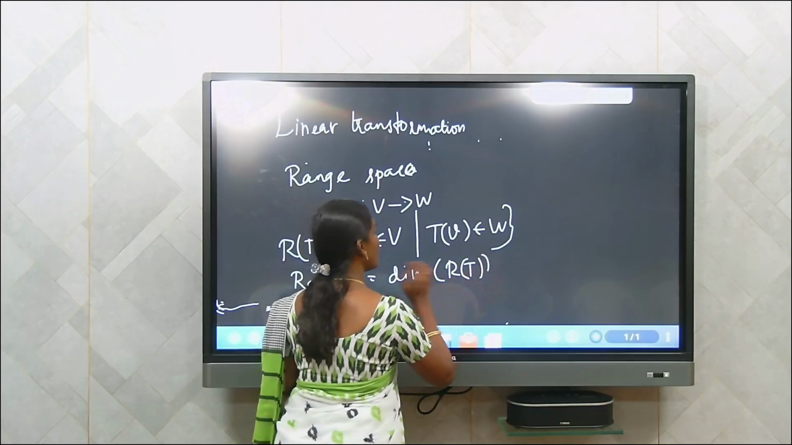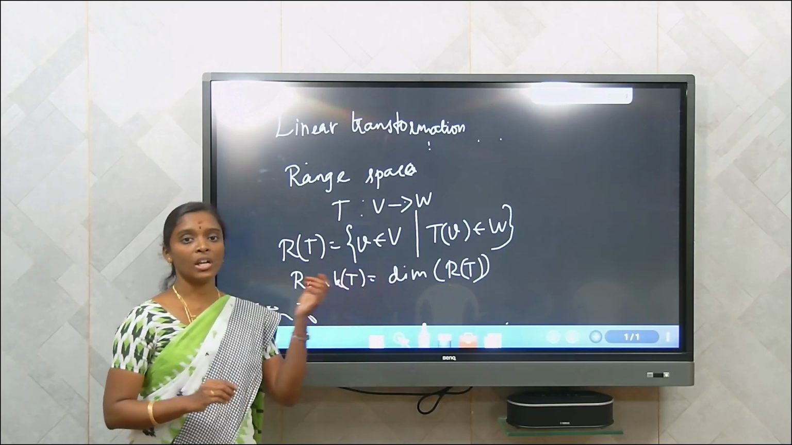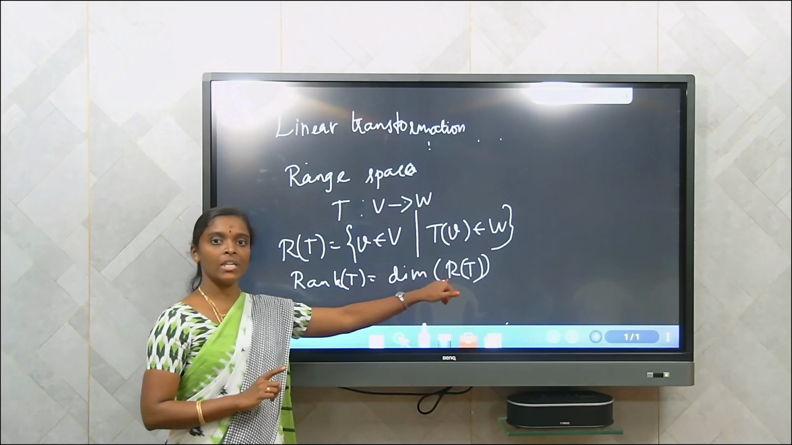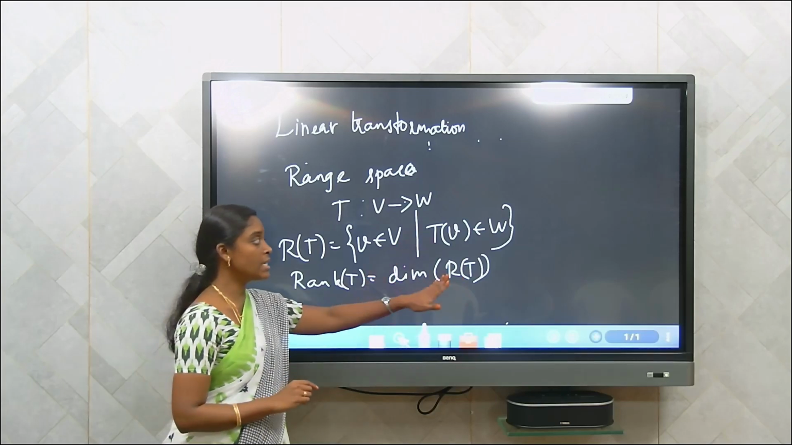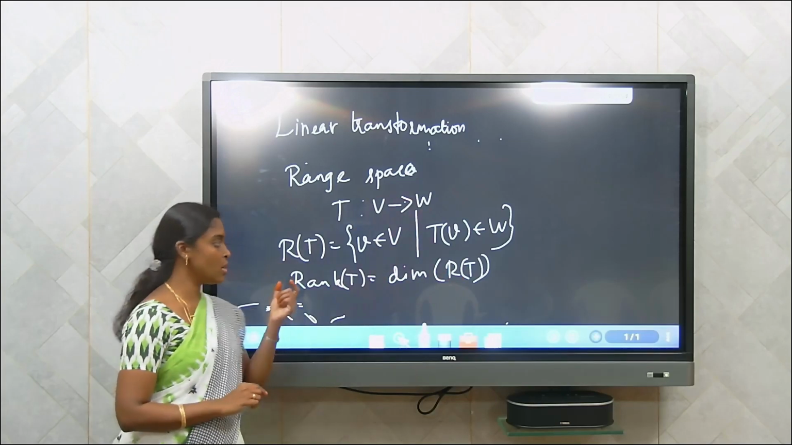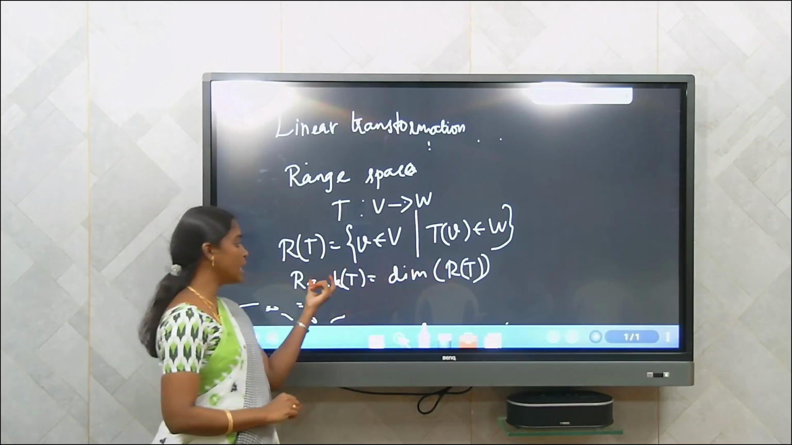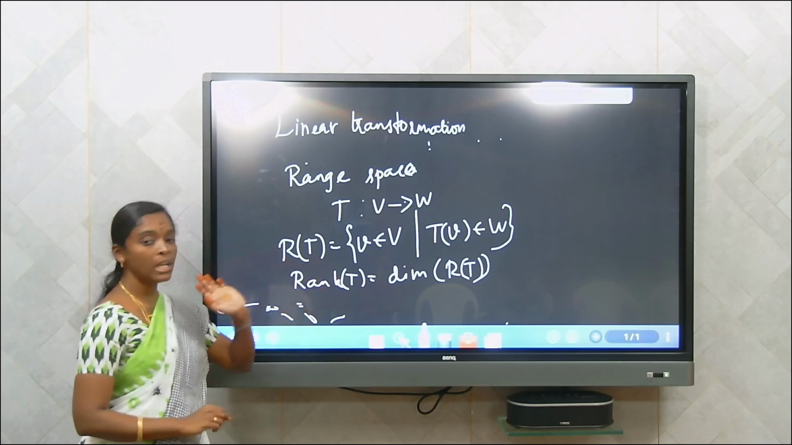Whenever we use the terminology dimension, we know the range space of T is also a subspace. So if we can find the dimension of the range space of T, that can be defined as the rank of the linear transformation.